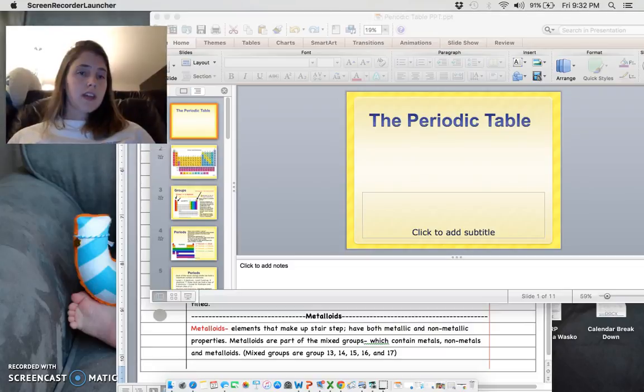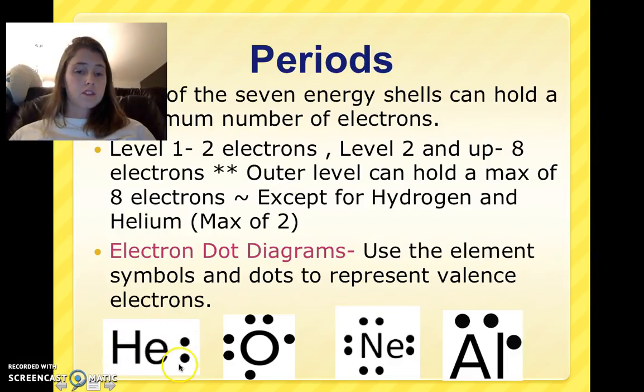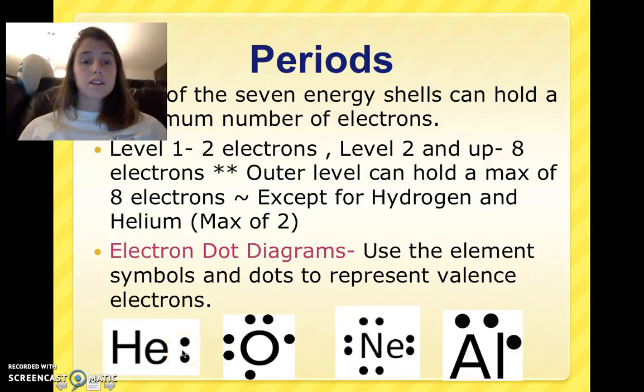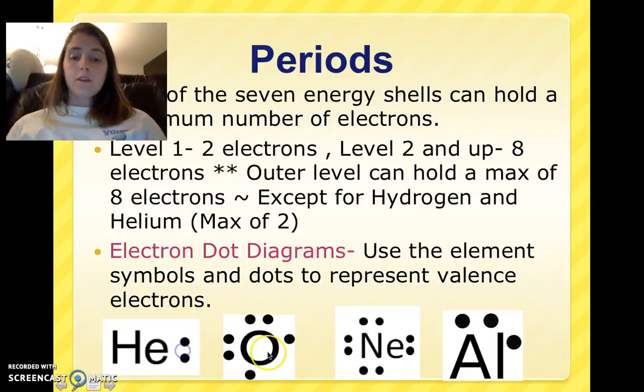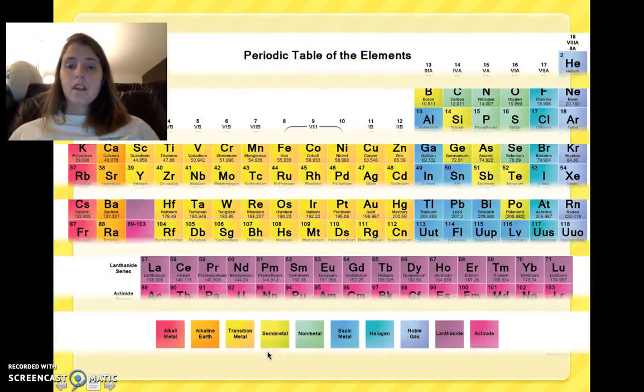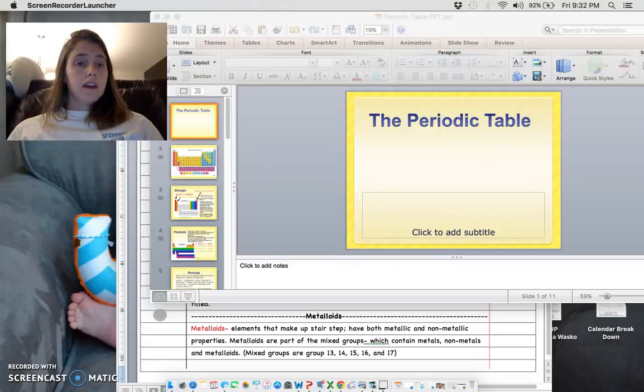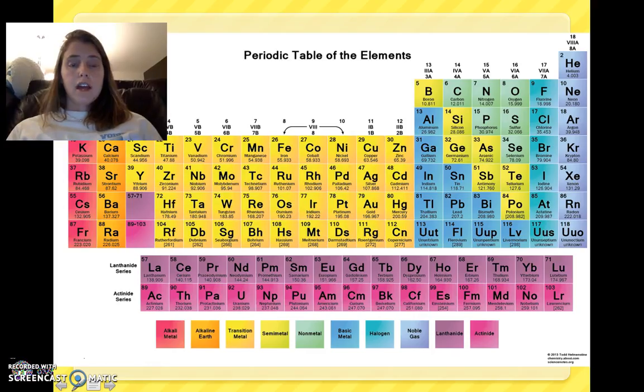So you'll notice that helium in our dot diagram has 2 dots on it, one for each of the electrons in its outermost shell. Now we're going to do oxygen. So oxygen is going to have its first shell of 2 filled, and then it's going to have 1 electron, 2 electrons, 3 electrons, 4 electrons, 5 electrons, 6 electrons in its outermost shell.